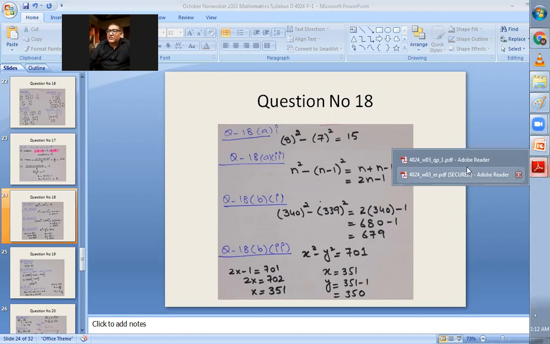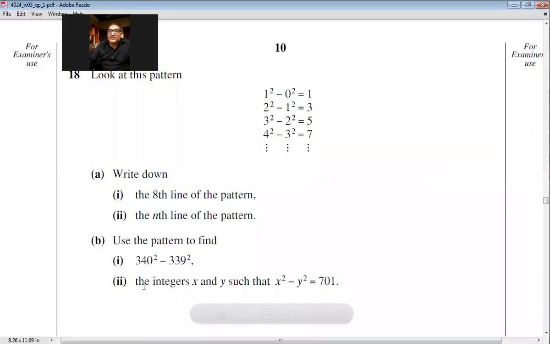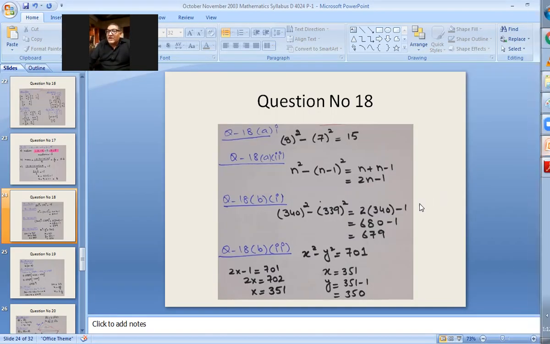And then the next part is, he's saying find the integers x and y such that x square minus y square is equal to 701. I will make 2n minus 1 equals 701, because from the nth term, I know the sum is always 2n minus 1 of this pattern. Let me show you how I have done this.